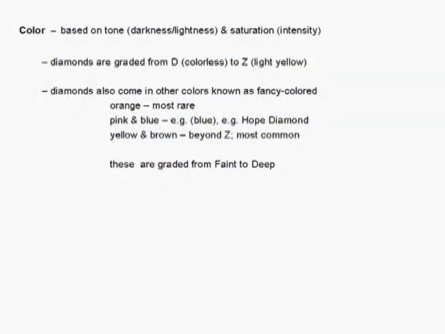Now, if you remember, when we looked at the other one, we went from a yellowish to a clear. If you get to a very dark yellow, you're now beyond that scale of D to Z, and you're now into the fancy colors. Okay? Yellow and brown are the most common there. And the fancy colors are graded from what they call faint to deep.